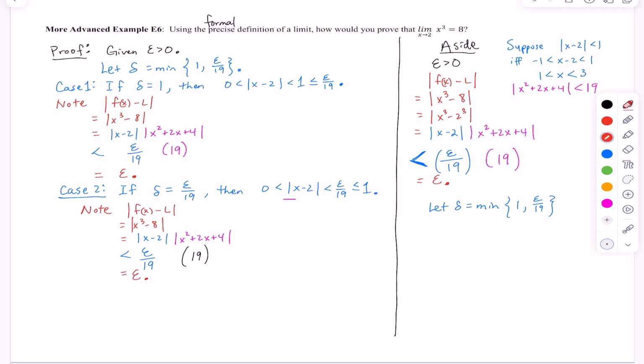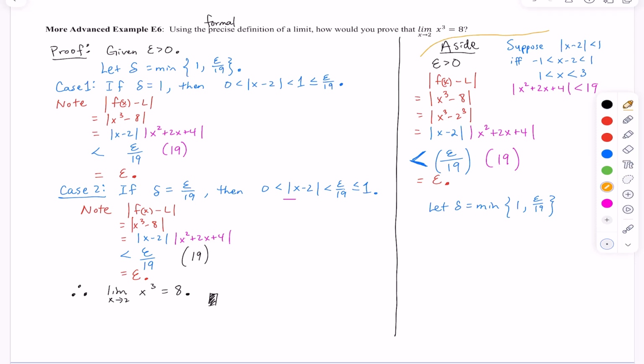So in either case, the distance between f of x and L is less than epsilon. We're now ready to conclude that this limit does exist. And not only does it exist, it will exist as the number 8. And that concludes the proof.